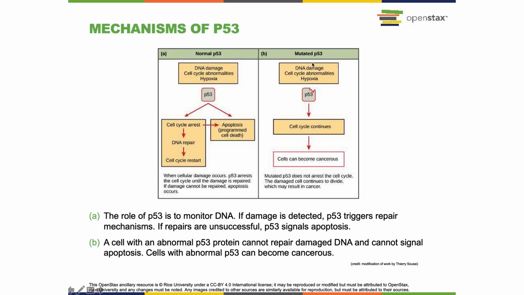However, if p53 is mutated, it doesn't recognize that there's a problem with the DNA or a problem with the cell, and the cell cycle continues, and the cell survives. And now it can continue to divide and form other cells just like it, and now we can have a tumor. And if it's malignant, it can lead to cancer.